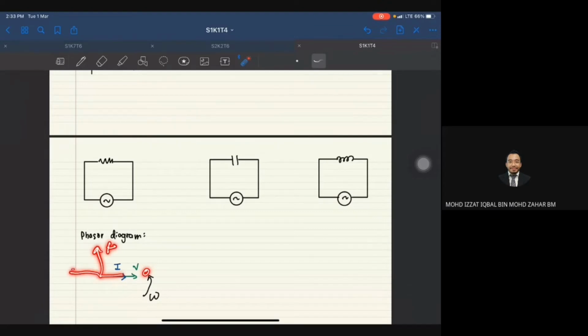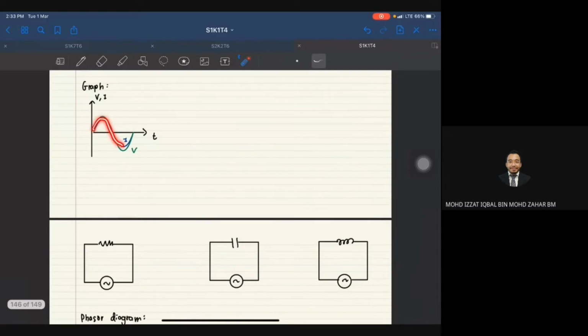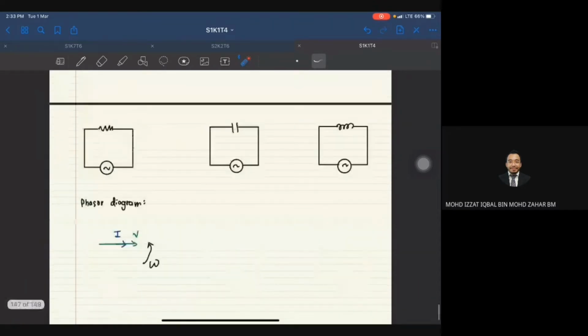Then it goes back to 0. Then it goes negative, and goes back to 0. So this is the cycle. It will continue. Okay. Understand or not? About this one.